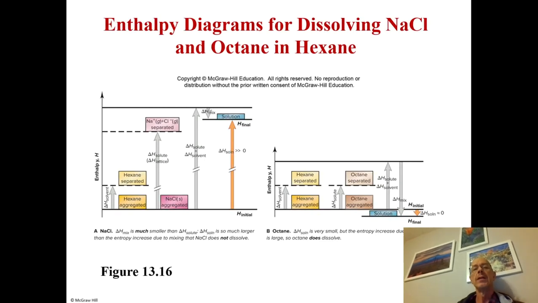We're going to look at one more enthalpy diagram, and that is for dissolving sodium chloride in hexane versus dissolving octane in hexane. On the right-hand side, we have sodium chloride going into hexane, and you can see at the bottom we have hexane aggregated in the liquid state, and sodium chloride aggregated in the solid state. There's an enthalpy term to separate the hexane, which is relatively small due to the London forces, and then the lattice energy for breaking up sodium and chloride. So the total of those two terms is our top black line.